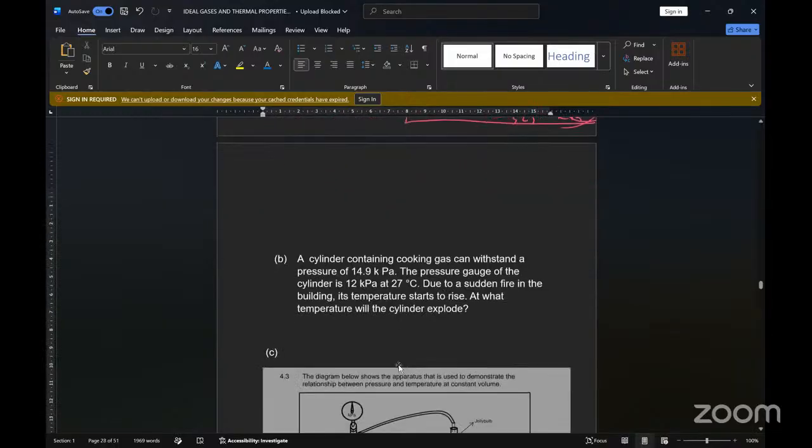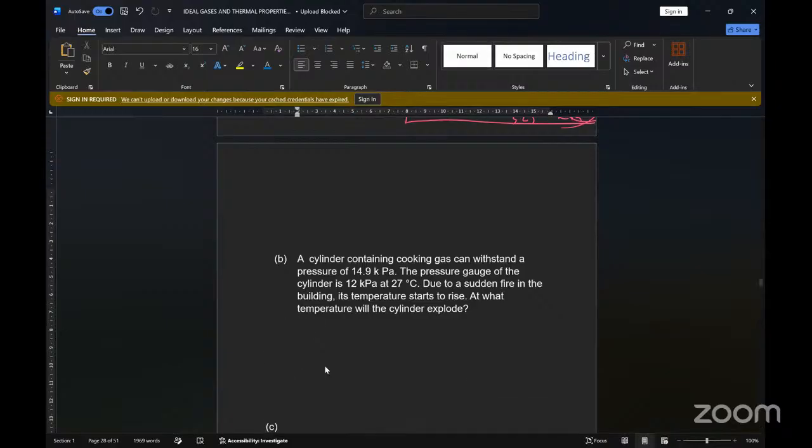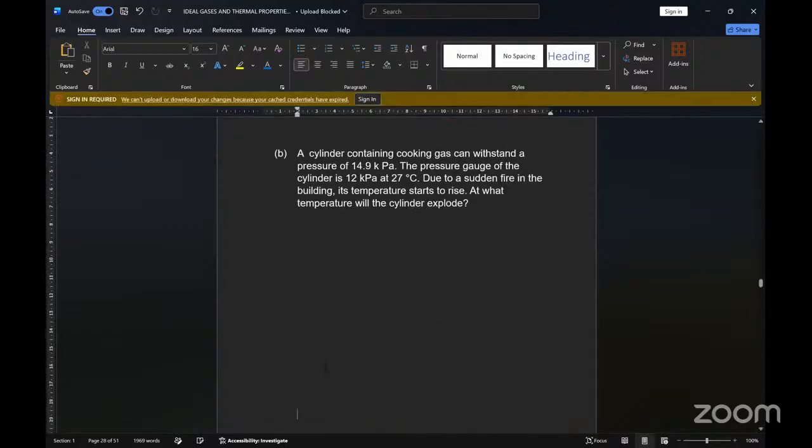The next one is a more practical example. Let me push these ones down. Okay, so it says that a cylinder containing cooking gas. I mean, those of you who have gas at home, you use gas to cook, you would know what we are talking about. So that's a cylinder. So it says a cylinder containing cooking gas can withstand a pressure of this. So this is the maximum pressure.